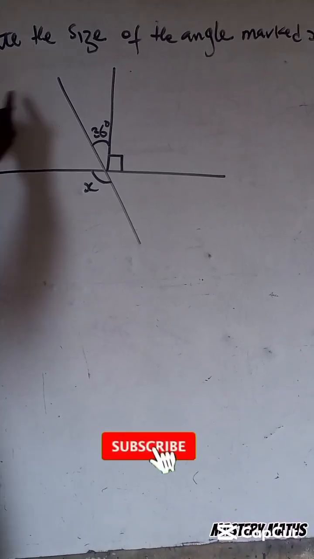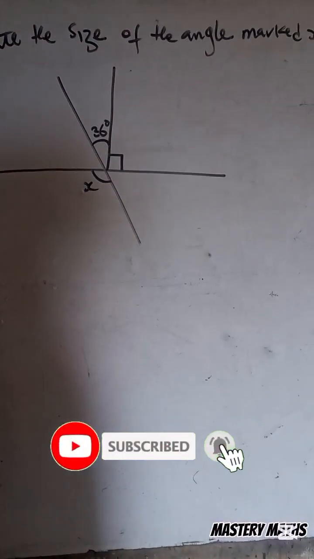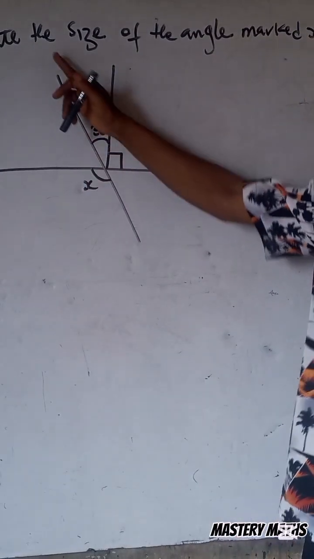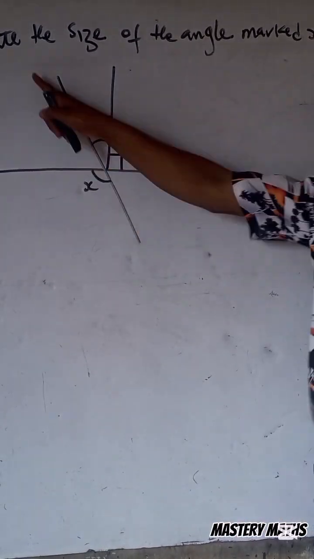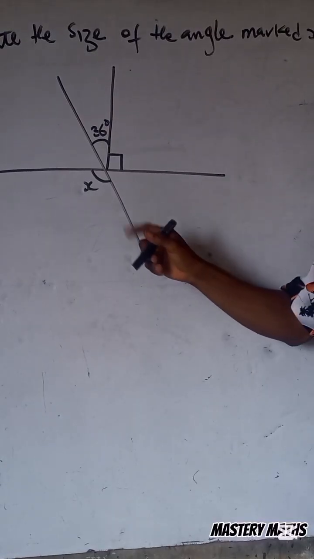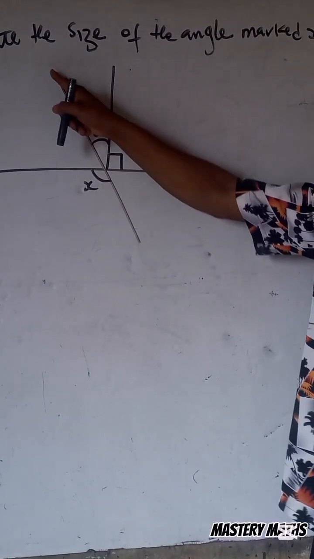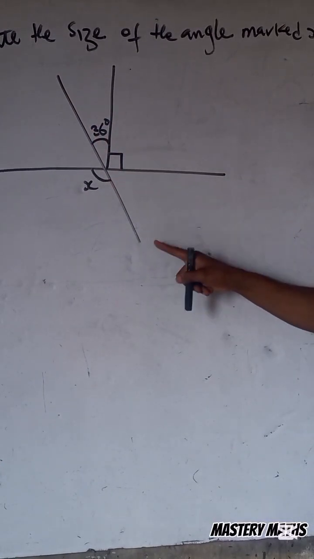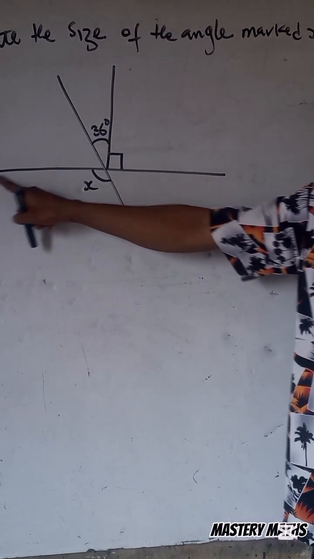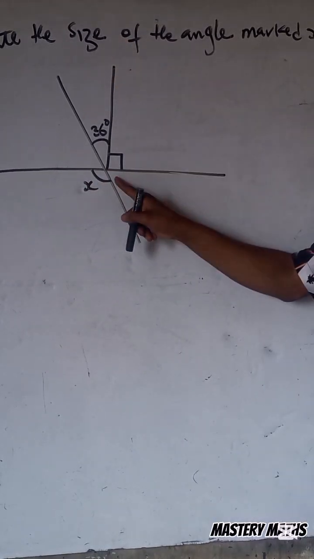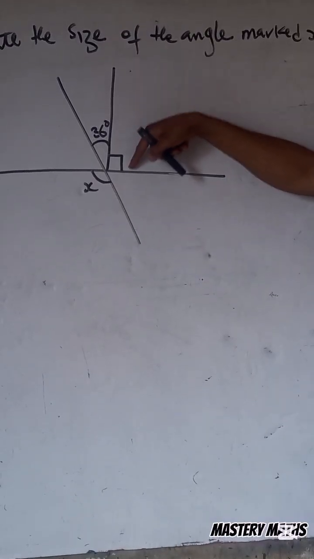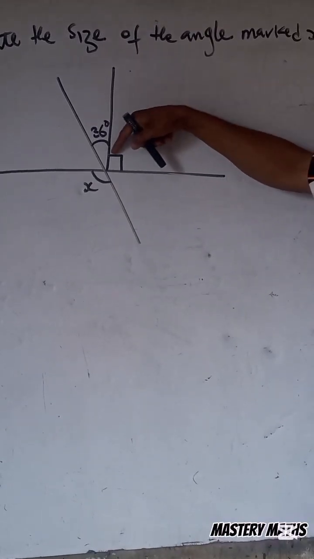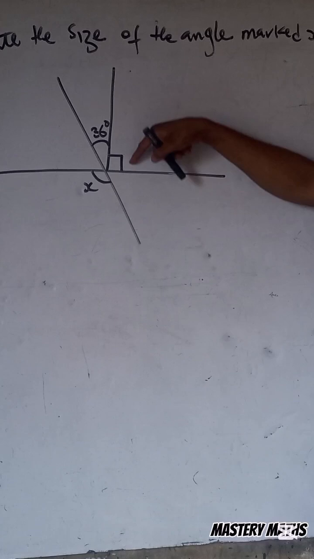On the board, you have: calculate the size of the marked angle X. Look at this. We have different lines coming out from this, and from this I have an angle on a straight line. This angle is on a straight line, and you have another angle on a straight line as well. And there is a 90-degree sign here. This angle here means 90 degrees.